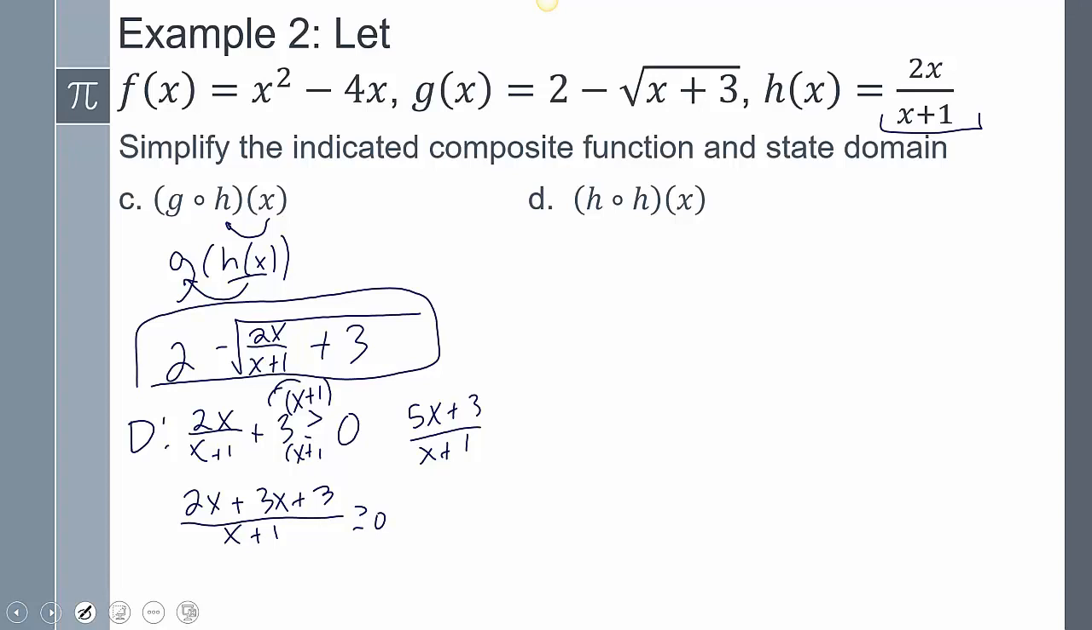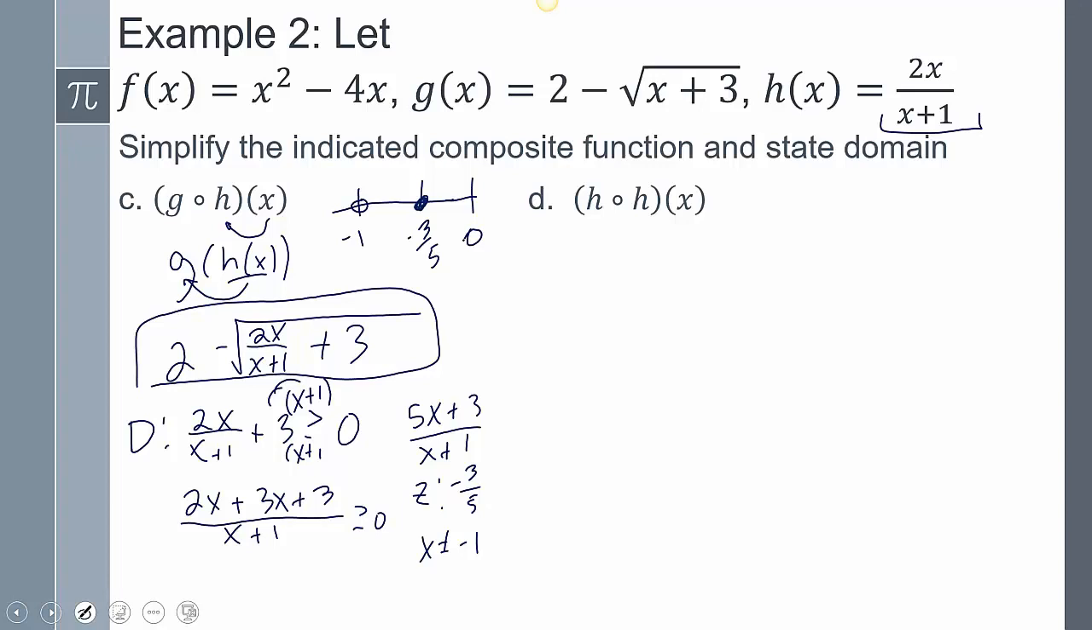So now my 0 on top, if I set the top equal to 0, I'm going to get negative 3/5, because I subtract the 3 and divide by 5. And then my undefined value, I get x cannot equal negative 1. So I have to create that number line again. Creating that number line, I have negative 1 here. We said it can't equal that, so that's an open circle. And then I also have negative 3/5, and that's going to be a solid circle, and that's going to be 0. But that's not an actual value.